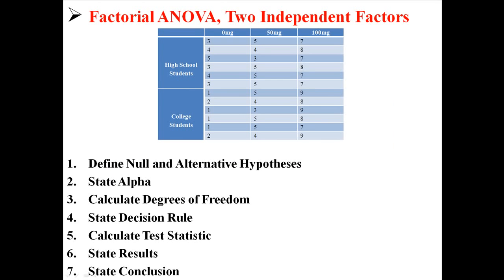So we can do the 7 steps of hypothesis testing for this factorial ANOVA. Just looking at the table, we have two independent variables, right? We have dosage with 3 levels, 0, 50, and 100. And we have school with 2 levels, high school and college. So those are two independent variables, and that's why this is a factorial ANOVA.